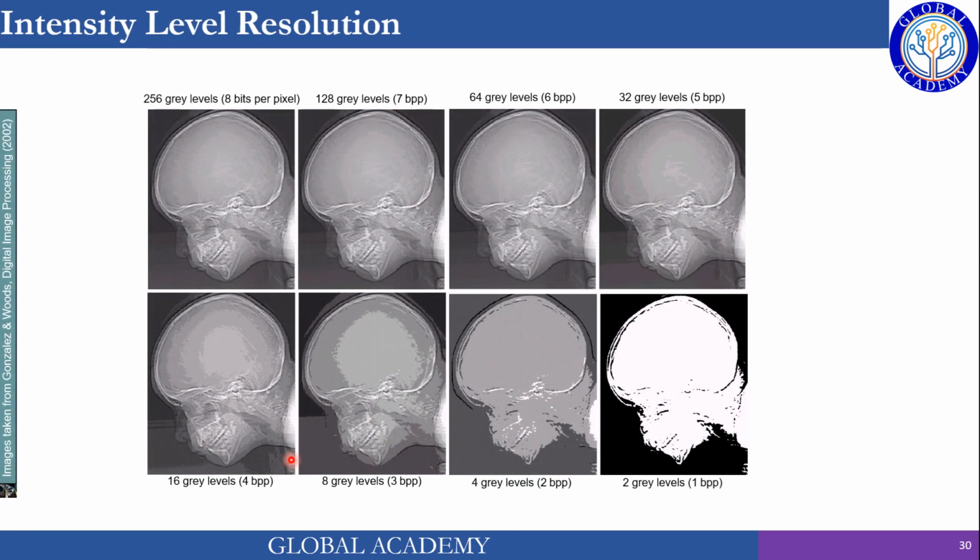Here is a biomedical image, the same image displayed with different gray levels. Image with 256 gray levels, 8 bits per pixel. So the image looks like this, whereas with 32 gray levels it's like this, then 16, then 8, and then 4 gray levels, and then only 2 gray levels, white and black color. So it's called intensity level resolution or image depth.